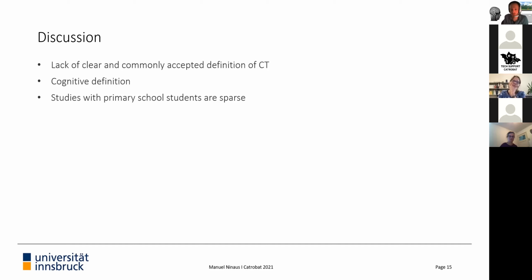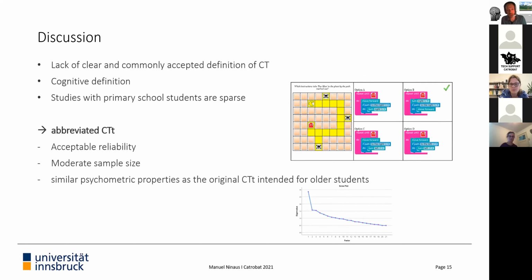We aimed to contribute to this discussion and to advance the cognitive definition of CT by investigating the cognitive correlates of CT, focusing on analyzing associations between CT and established cognitive constructs in primary school students, a sample that has been, at least at the time, under-investigated so far in CT research. And what we found was that our abbreviated CDT, which was adapted to be used in younger samples in a German population, had acceptable reliability, and we had quite a moderate sample size. So in general, our version had rather similar psychometric properties as the original CDT intended for older students.